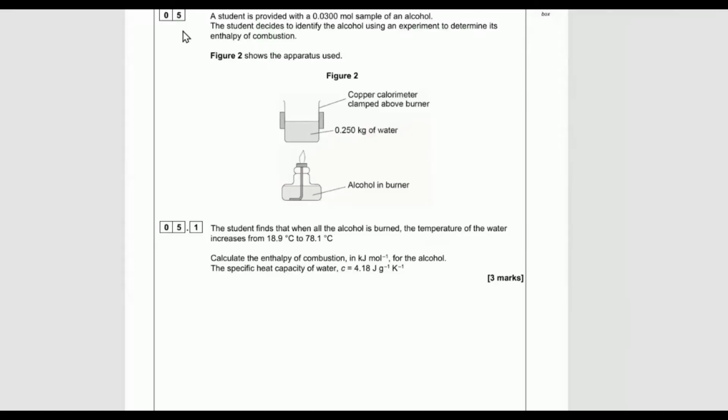Question 5.1: a student is provided with 0.03 mole of a sample of an alcohol. The student decides to identify the alcohol using an experiment to determine the enthalpy of combustion. Figure 2 shows the apparatus used. We've got 0.250 kilogram of water, that's the mass. We've got a temperature increase of that water from 18.9 to 17.1. And we're using the specific heat capacity of water, which is 4.18 joules per gram per Kelvin.